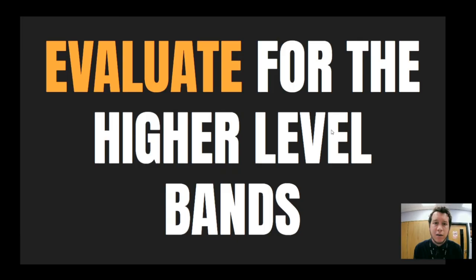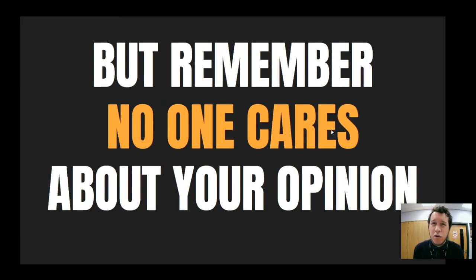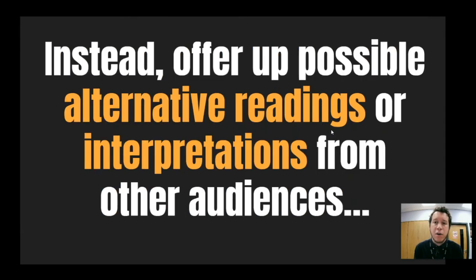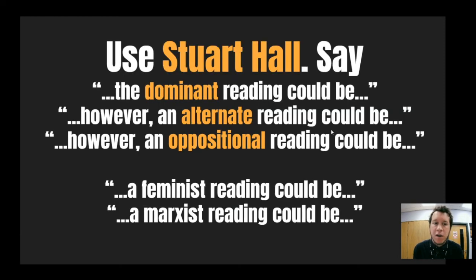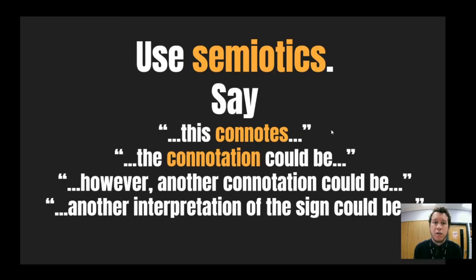Evaluate for the higher level bands. Remember, nobody cares about your actual opinion. Don't say things like, well, I think this and I think that. But you can pass your opinion off as possible alternative readings or other interpretations. So you could say something like, a dominant reading could be, however, an alternate reading could be, an oppositional reading could be, and there's an opportunity to talk about Stuart Hall, reception theory, and alternate readings theory. You could also say things like a feminist could interpret this text differently. A Marxist could interpret this text differently. Your opinion might be in there somewhere, but you've been able to use media theory to suggest those possible readings.